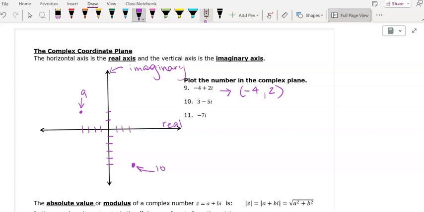Well, what's my real number that I would have? What's my A? If it isn't there, it's 0. This is a pure imaginary number, and so I have no A value, and so it would be no different than if I gave you the coordinate point of 0, -7 to plot. So instead, I'm just going to go straight down 7. So this is -5, 6, 7. So I'm going to be right here for number 11. Okay.